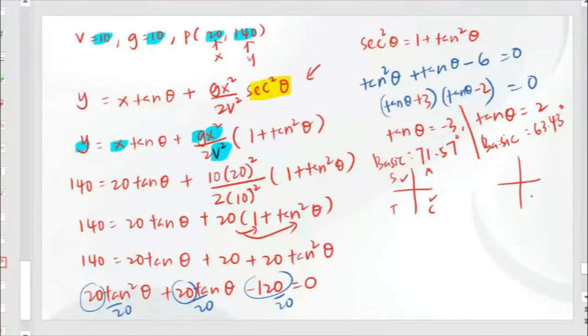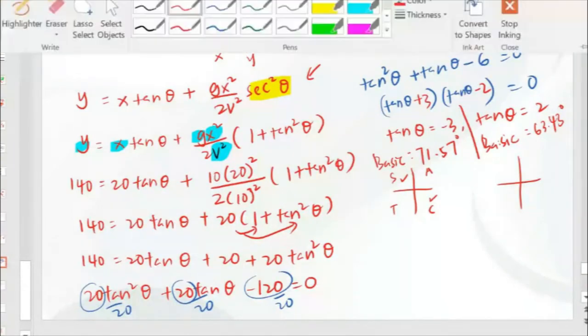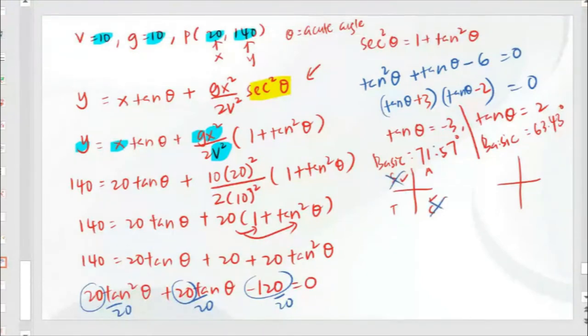Okay, now I want you to look at here. Is it possible or not for the value to be in the second and fourth quadrant? The question says it is an acute angle, right? Just now the question said the angle will be an acute angle, so it will be in the first quadrant only. So no, this one we reject because it's negative. Negative means it's in the second or fourth quadrant. Impossible, so reject.